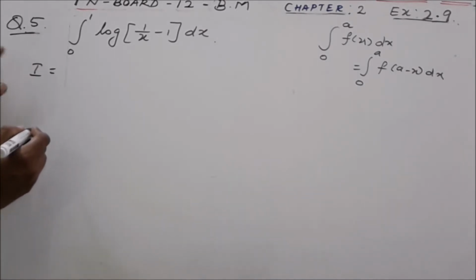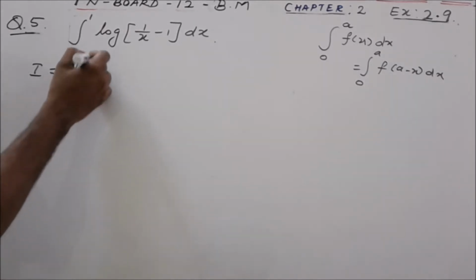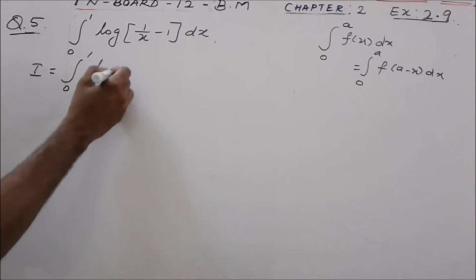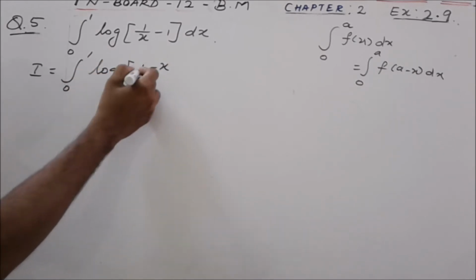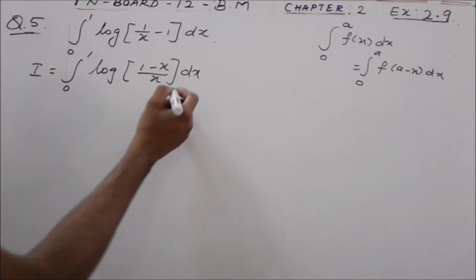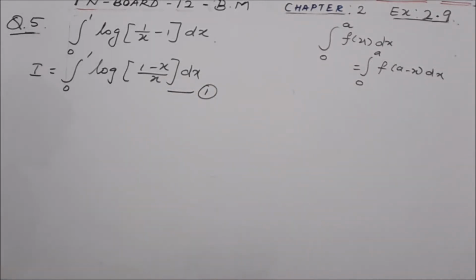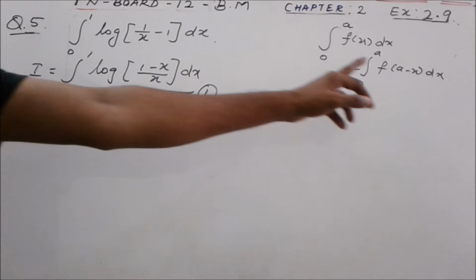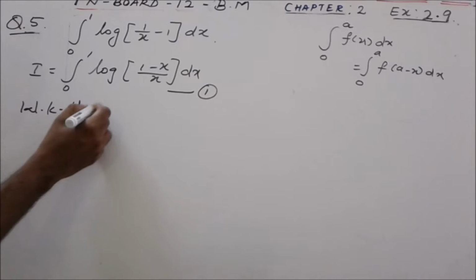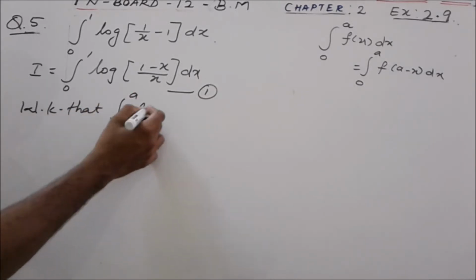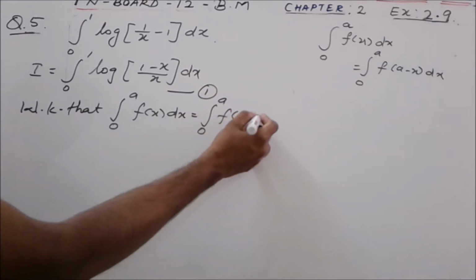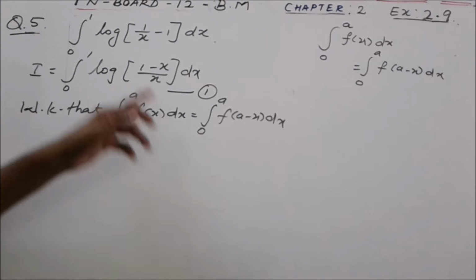let I equal to integral 0 to 1, simplify this function within the bracket, log of (1 minus x) by x into dx. Let it be I, and also equation number 1. Directly we couldn't go with the formula. Now by using the property, we know that integral 0 to a f of x dx is equal to integral 0 to a f of a minus x dx. Now apply this property.